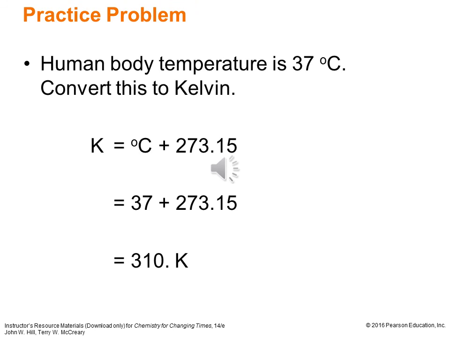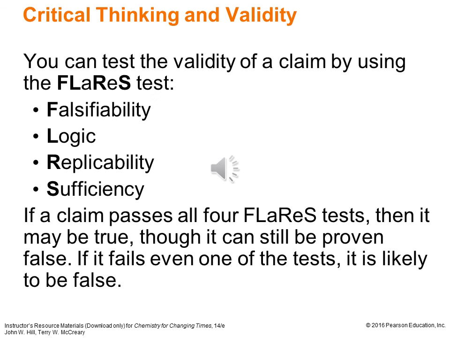So if we're looking at that human body temperature, which is roughly 37 degrees Celsius for the average person, to convert that into Kelvin units, we would take that 37, the Celsius value, and we'd add the 273.15 to get 310 Kelvin, or 310.15 if you're being very careful. We'll talk about why we stopped at 310 Kelvin when we talk about significant figures.